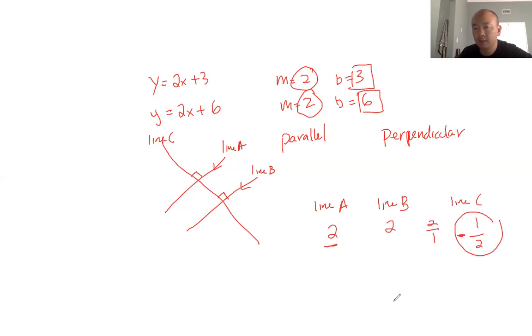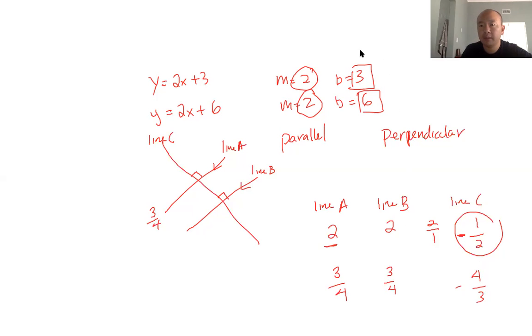Okay? Let's do another example. Let's say the slope of line A is 3 over 4. That means the slope of line B is going to be 3 over 4 as well. And then the slope of line C is what? Well, we're going to flip it over, which is 4 over 3, and then add a negative sign to it.